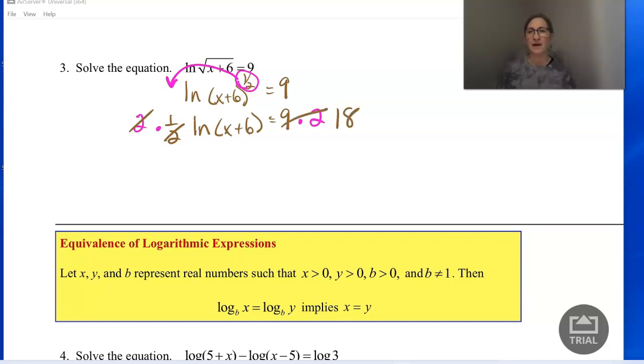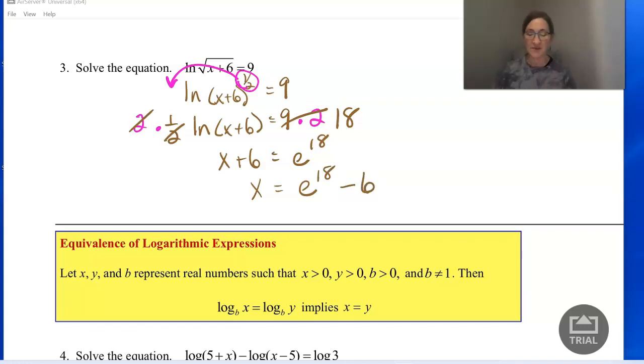So my next step is to put this in exponential form. So the natural log is a log base e. So this is going to be x plus 6 is equal to e to the 18th. Subtract 6 from both sides. X is equal to e to the 18th minus 6.